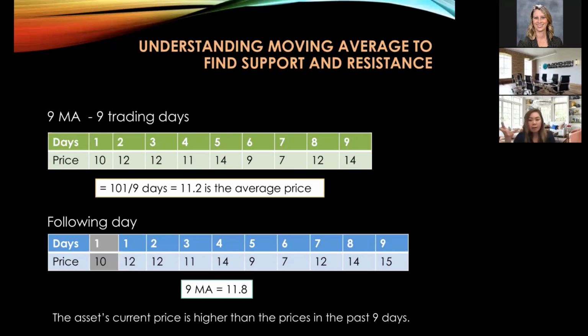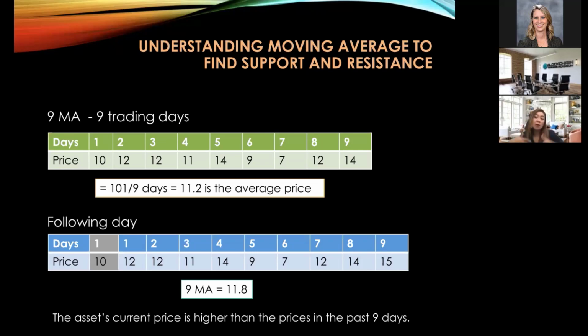So if you think about this concept, your price today is higher than the average of the past 9 days. That is good information. That's also true for the 20-day moving average. For the stock market, that's 1 month, right? So if you're above the 20-day moving average, that means you're bullish. If you're above the 100-day moving average, you're bullish, right? So that is when you say, okay, the trend is going up.